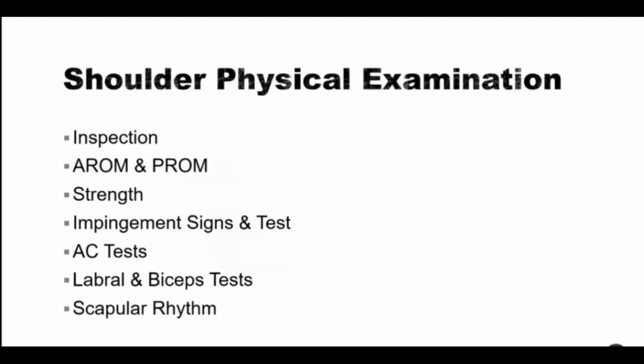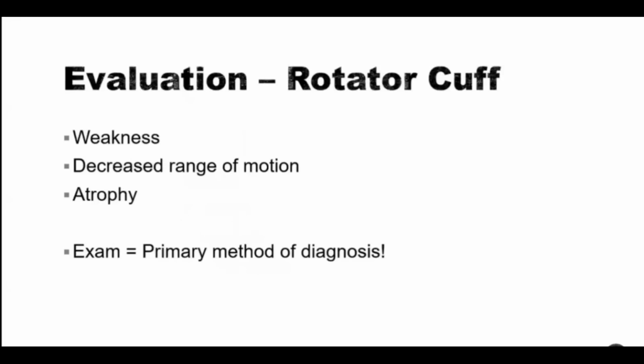We're assessing for impingement signs and AC joint pain. We're looking for labral and biceps pathology, and looking at the scapula in comparison to the contralateral shoulder. When evaluating the cuff, a lot of times in the presence of cuff tears, patients have weakness and decreased range of motion. They may have atrophy in really advanced cases.